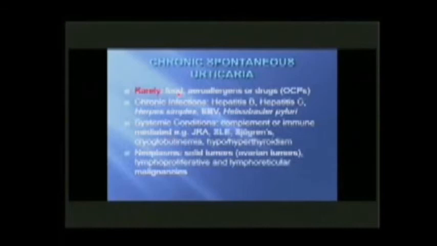So I've listed here the differential diagnosis for chronic spontaneous urticaria. Rarely are food, inhaled allergens, and drugs involved in the underlying pathophysiology. Aside from idiopathic or unknown causes, chronic infections such as hepatitis B, C, herpes simplex, Epstein-Barr virus, and Helicobacter pylori are listed under possible causes. Other systemic conditions involving low complement levels or immune-mediated conditions such as JRA, SLE, Sjogren's, cryoglobulinemia, and hypo- and hyperthyroidism are also listed as possible causes. But again, these are all rare. And even rarer would be neoplasms. It's been reported in ovarian tumors and other lymphoproliferative malignancies.